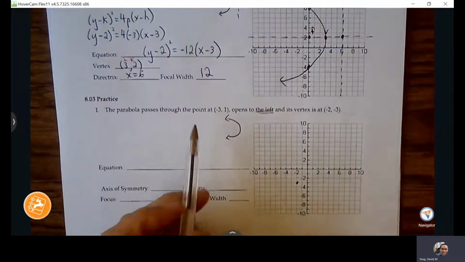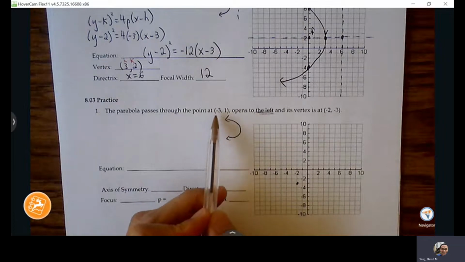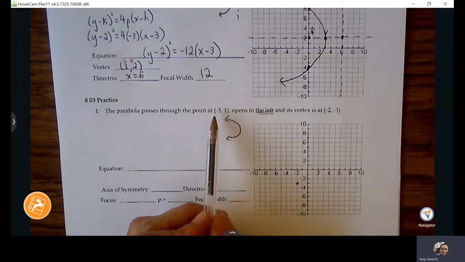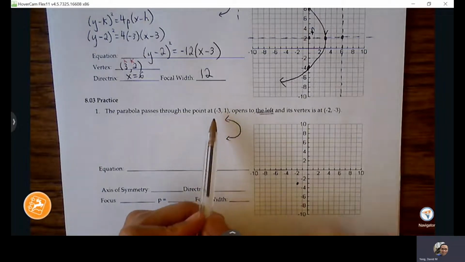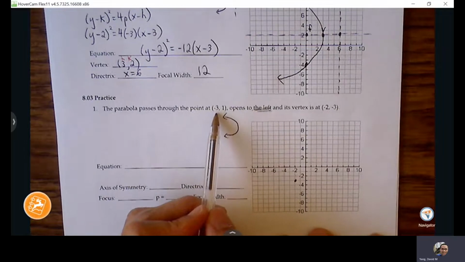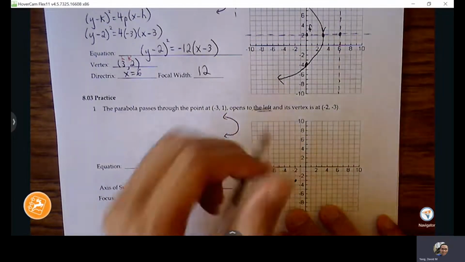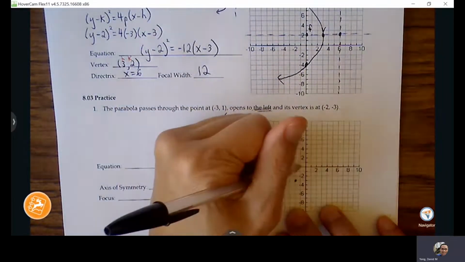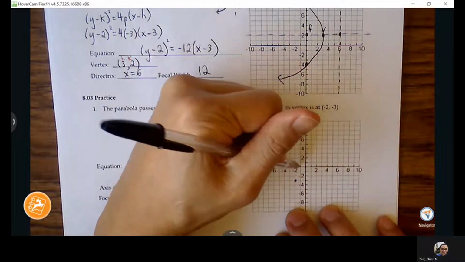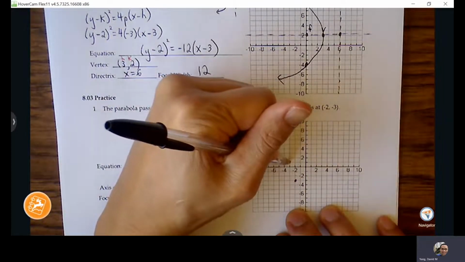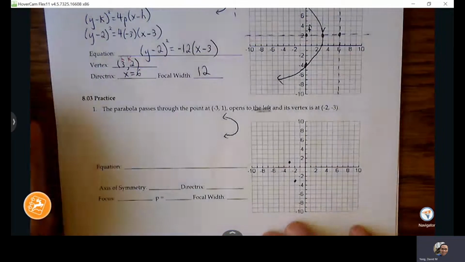But the issue is that this point is not a special point. It's just a random point that sits on the graph. So it's not going to help us get to the p-value, the focus, or the directrix. But there's still a way that we can move forward. So go ahead and plot that point, but just know that it's not a unique point.